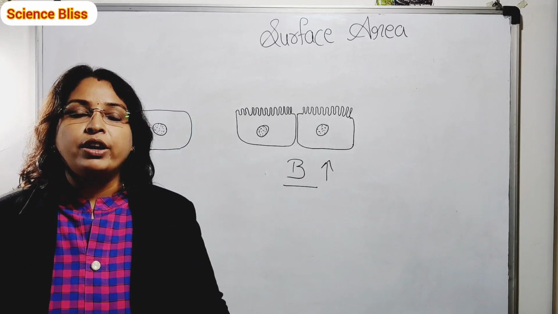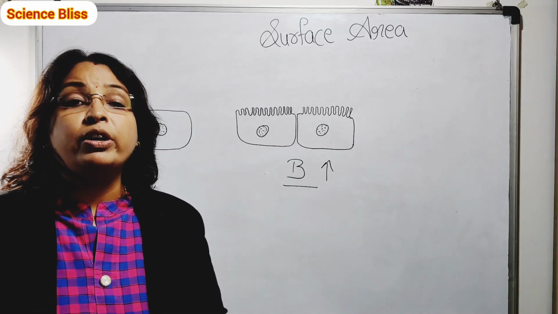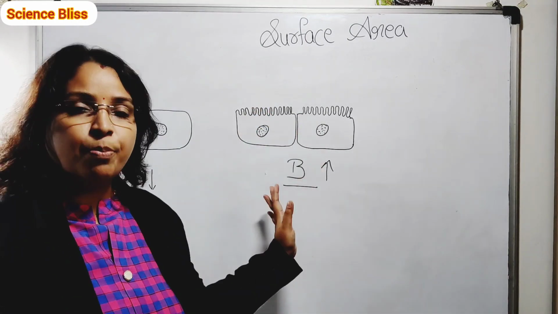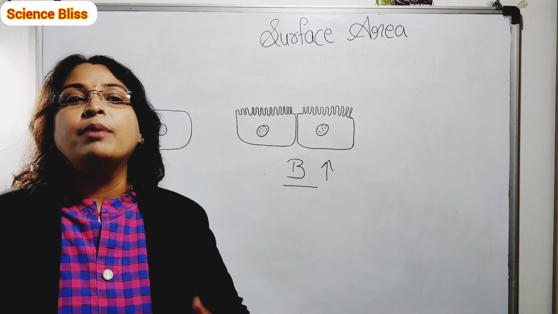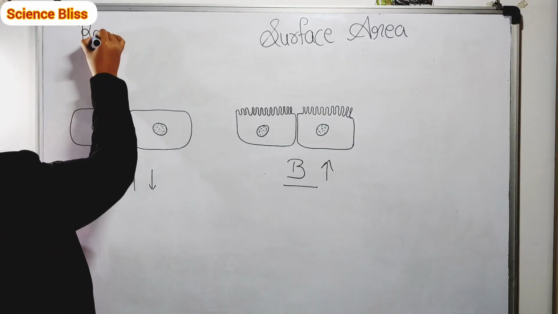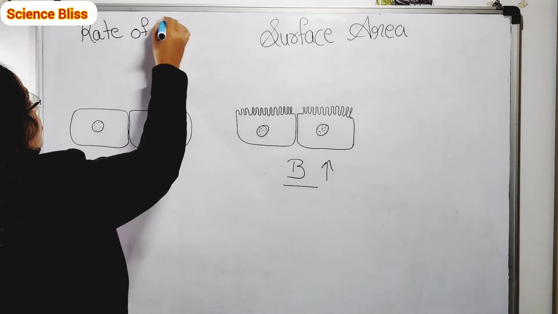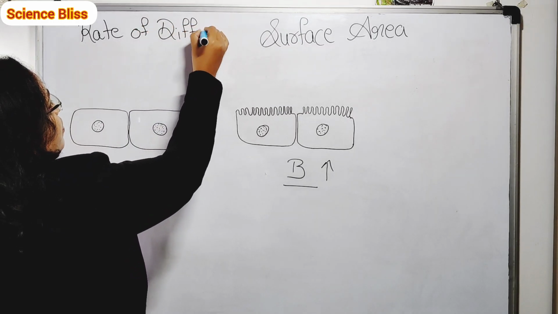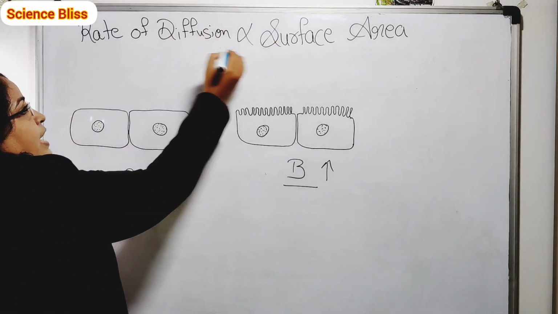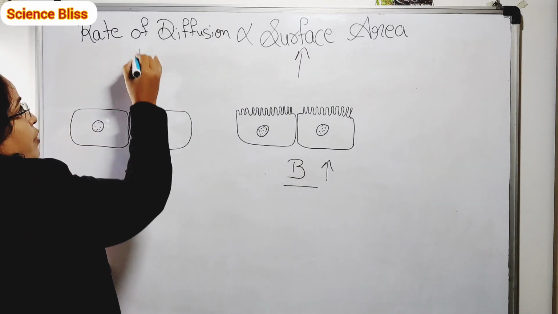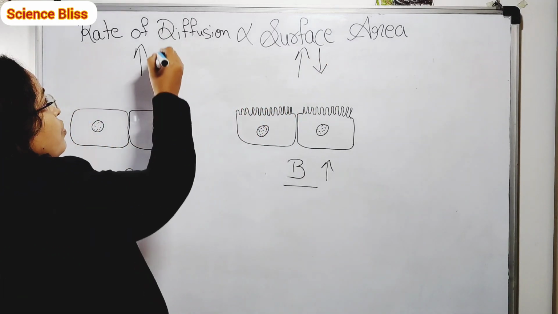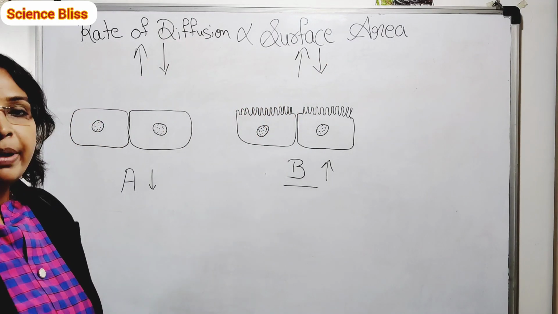Therefore in our body, in the human body, especially the intestine has these kinds of cells which have brush borders to have maximum absorption of nutrients. So we can say that rate of diffusion is directly proportional to the surface area. If you increase the surface area, rate of diffusion will be increased. And if we decrease the surface area, rate of diffusion will also be affected and it will be decreased.